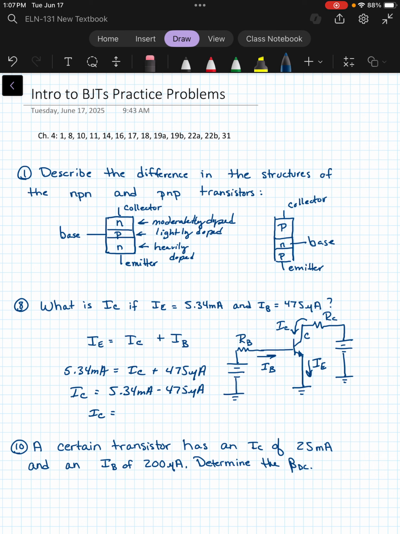Which should be about 4.87 milliamps for your collector current.